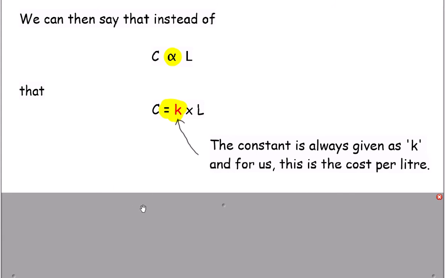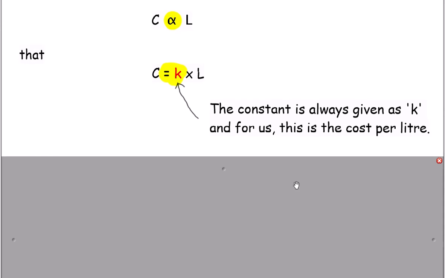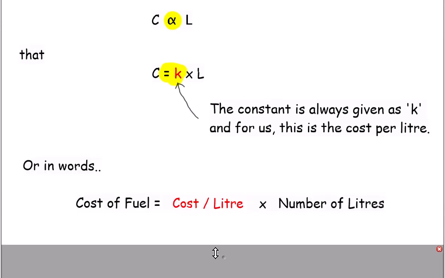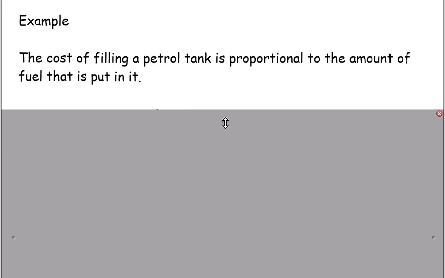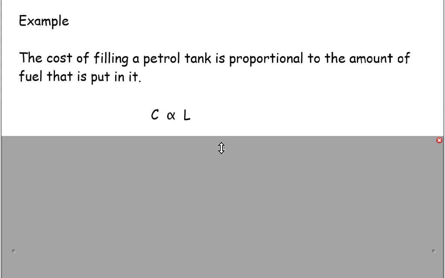And like I say, when you go to a petrol station to fill up your car, the constant is the cost per litre, the number on the sign. It's also on the pump. Right, so if we have a look at an example using that: the cost of filling the petrol tank is proportional to the amount of fuel that is put in, and so C is proportional to L. Make sure you got this in your book.